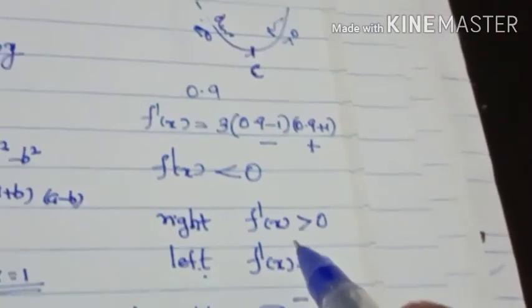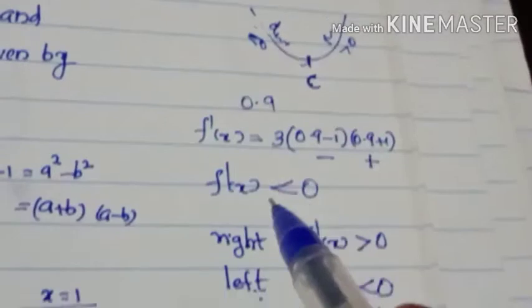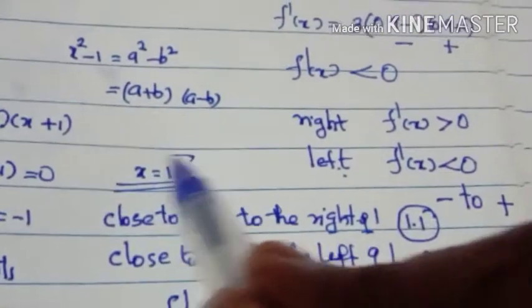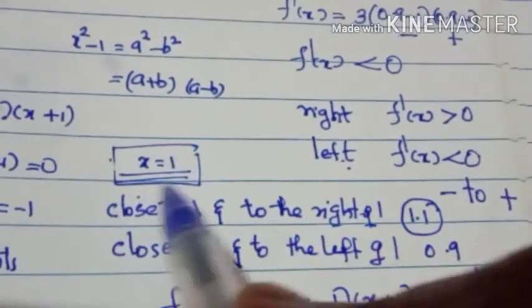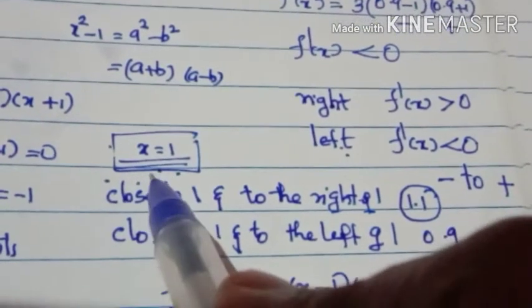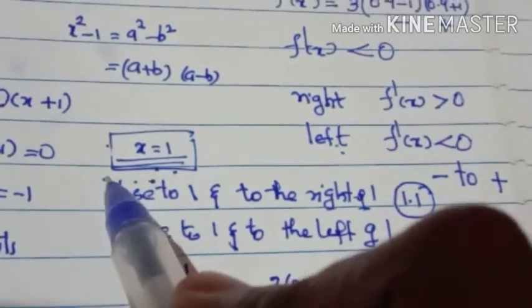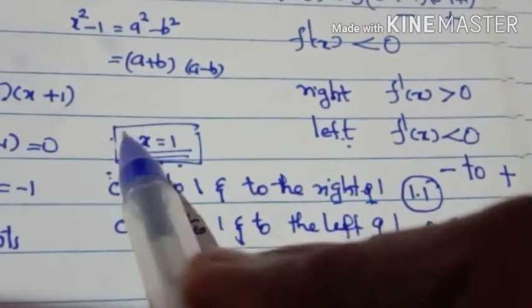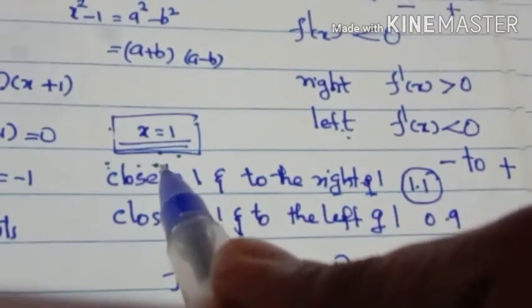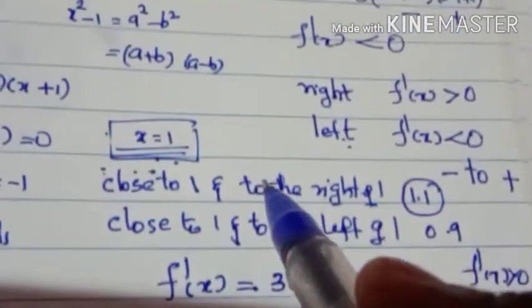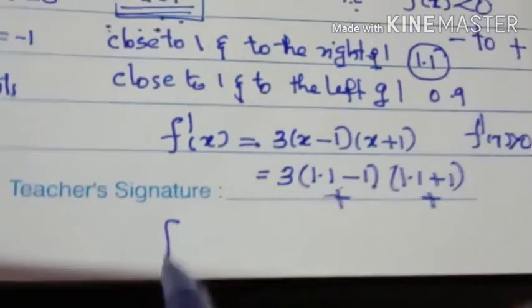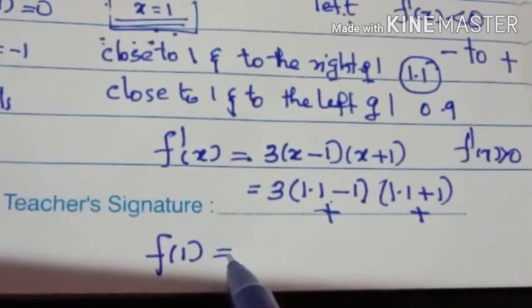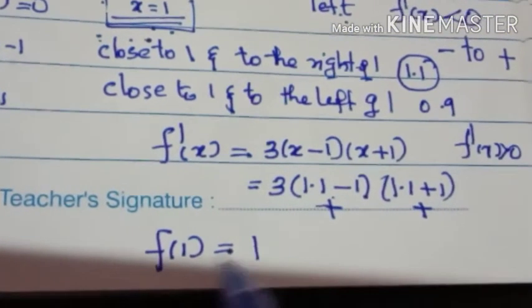Local minimum. So we can say that at x equal to 1, by the first derivative test, the function is said to have a local minimum, and the local minimum value is f of 1. You can see the value of f of 1 is equal to 1.